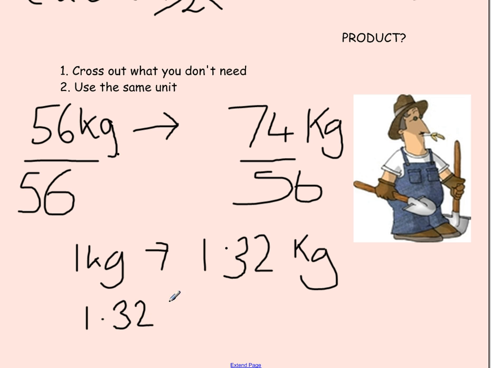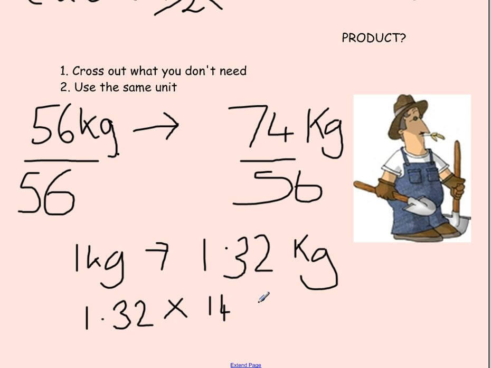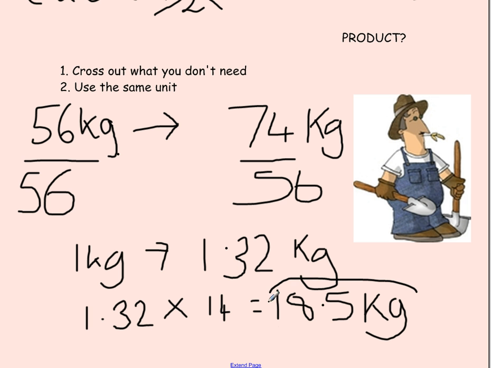1.32 times by 14. Let's do that. Times 14 is 18.5, and that is the answer. 18.5 kilograms. Now do watch, my kilograms are badly drawn, actually. It's a small k. Anyway, so 18.5, that is the answer.